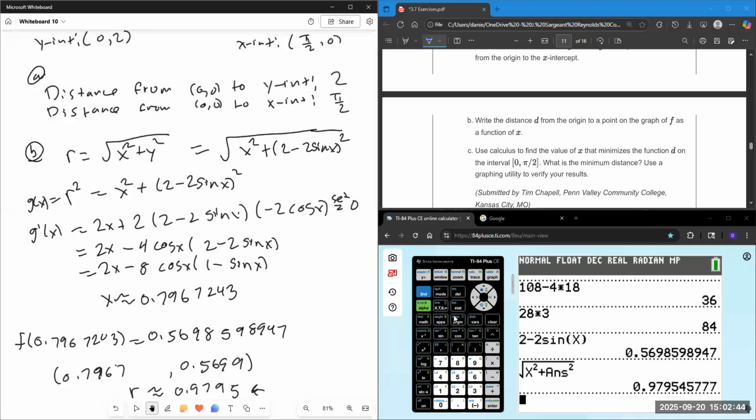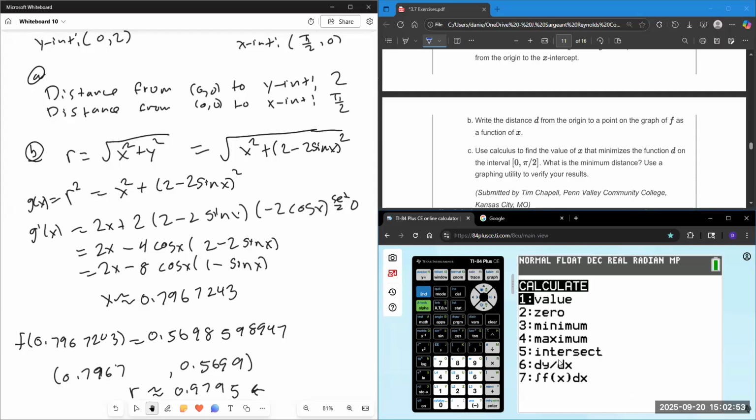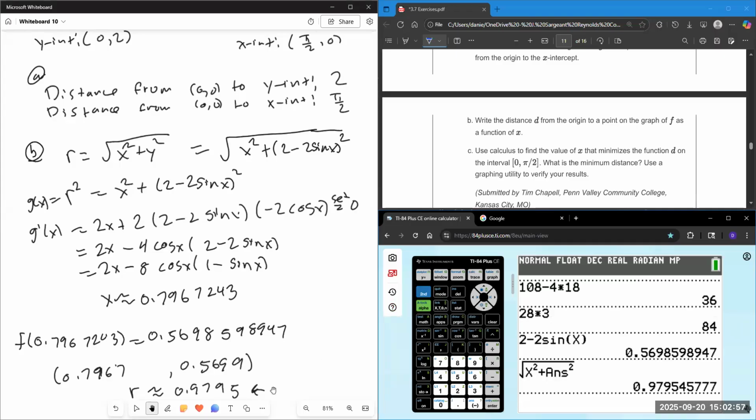I don't think there's a way to do this on the graphing calculator to get distance from, no, there's no way to get distance on the calculator. So that's it. I think that's all we can do is plug the values into the graphing calculator to get the answer, and that's what it's going to be. All right.